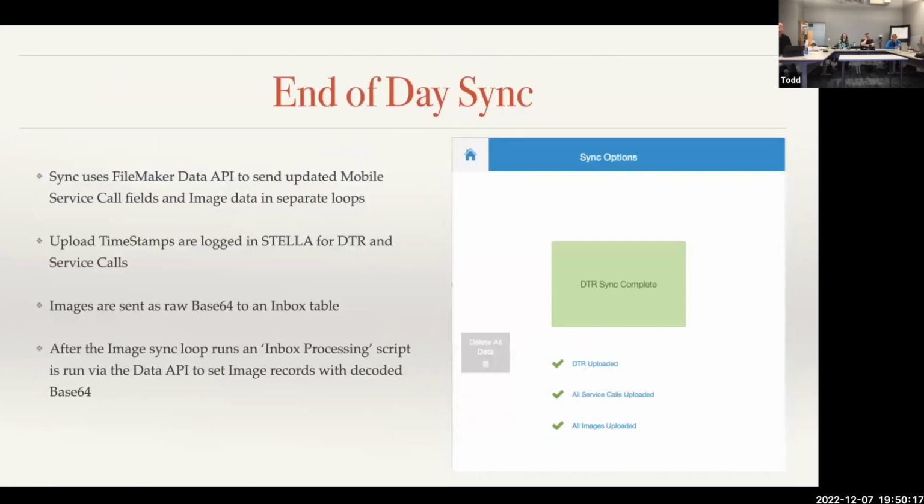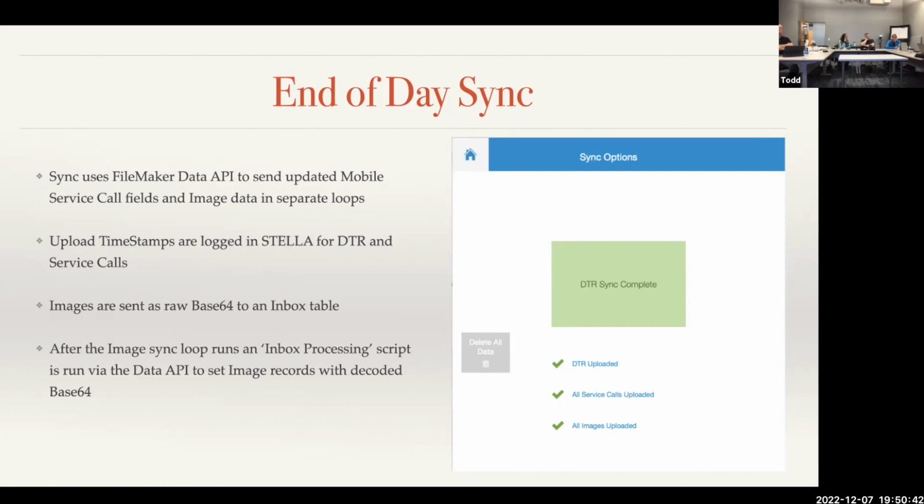So then at the end of the day, our sync uses the FileMaker Data API to send updated mobile service call field and image data in two separate loops. If the service calls aren't already pushed up, since when they mark them as completed or they mark them as rescheduled, at that moment, it checks for a connection. If there is one, it grabs everything and sends it up.